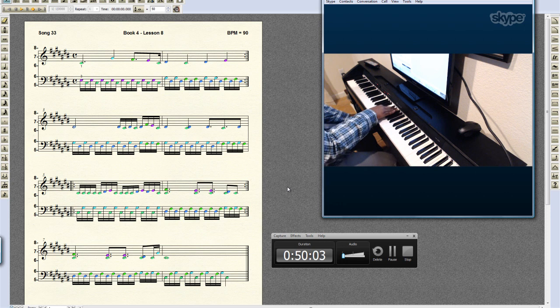1, 2, 3, 4, 5, 6. 1, 2, 3, 1, 2, 3, 1, 2, 1. Faster. 1, 2, 3, 4, 5, 6. 1, 2, 3, 1, 2, 3, 1, 2, 1.